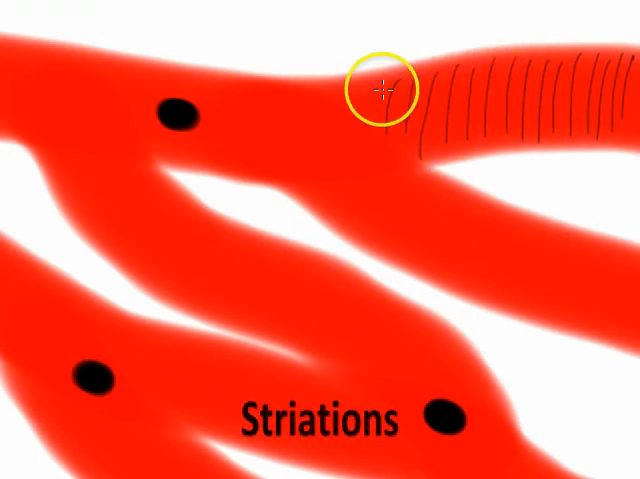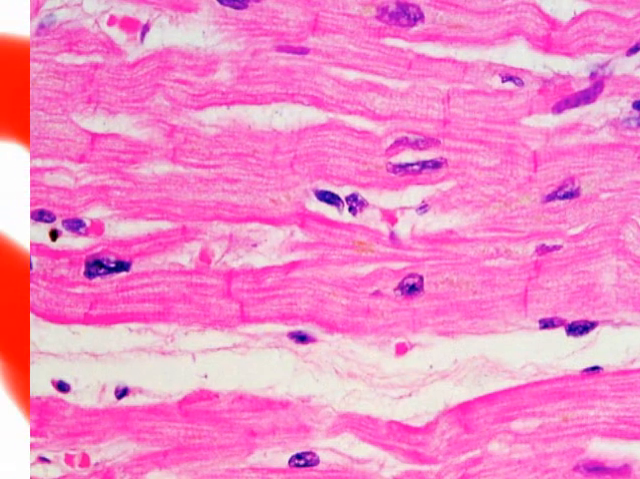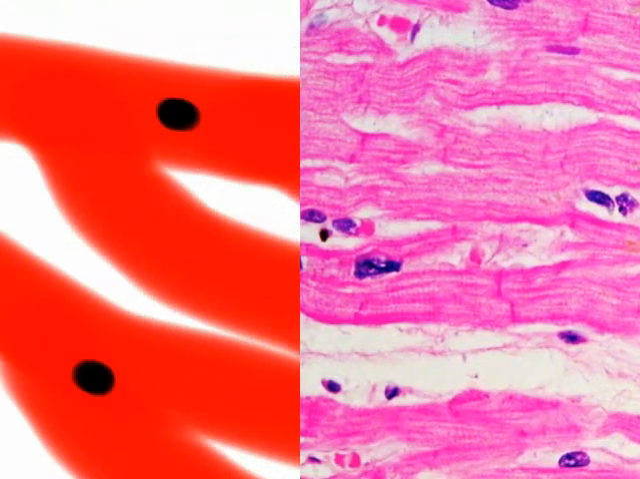Like skeletal muscle, cardiac muscle tissue is also striated, and I'm drawing the fine striated lines representing those muscle proteins throughout the fibers. In this photo of cardiac muscle tissue, you can see the branching nature of the fibers, the presence of striations, as well as the central location of the nuclei in each of the fibers.